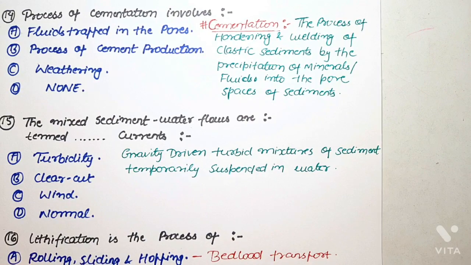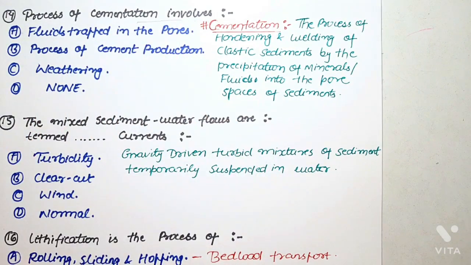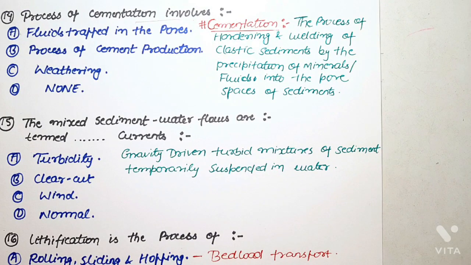Now, the next question says the process of cementation involves. So what is cementation? The process of cementation takes place in sedimentary rock. Cementation is the process of hardening and welding of clastic sediments by the precipitation of minerals from fluid into the pore spaces of sediments. The most common cementing materials are carbonate, silica, clay minerals, and iron oxides.